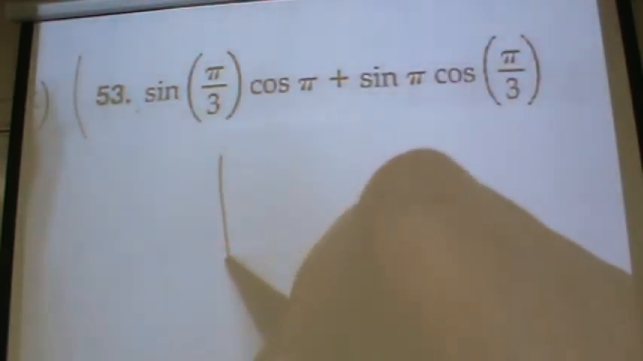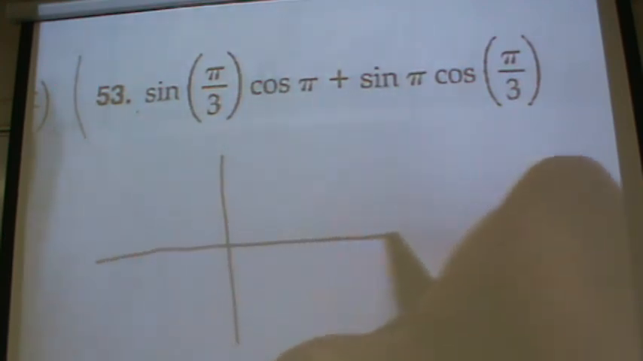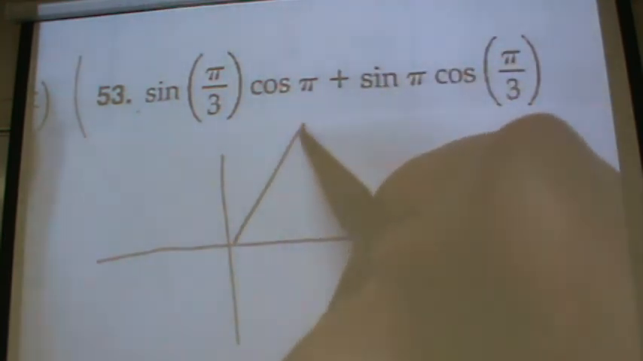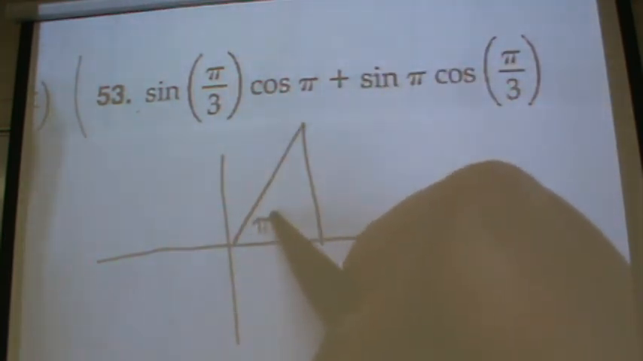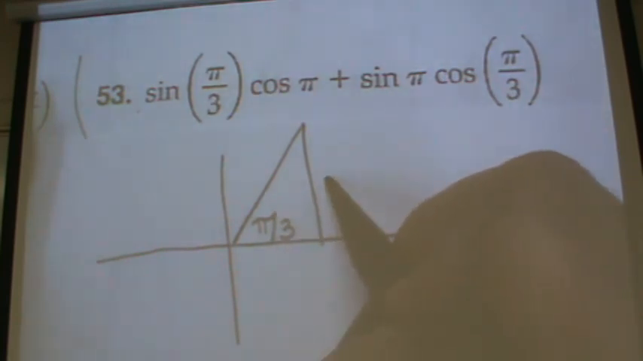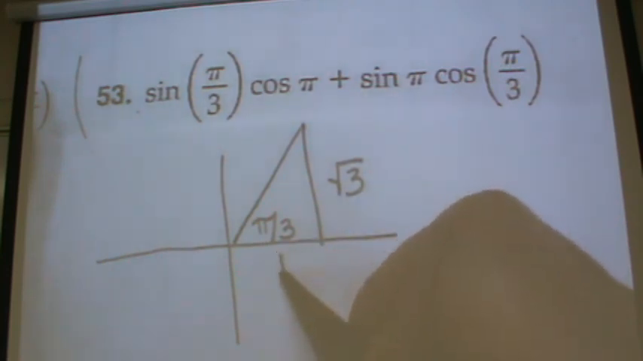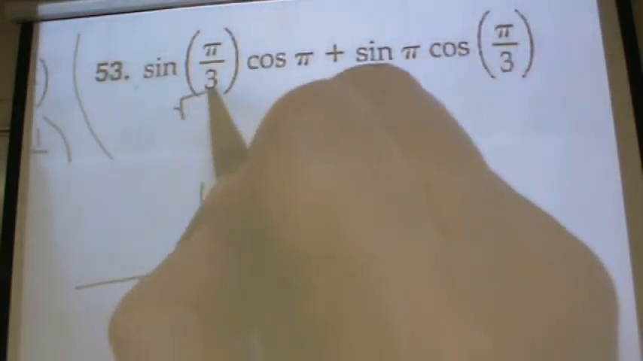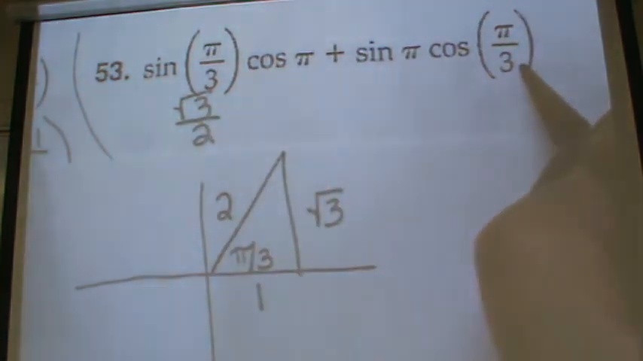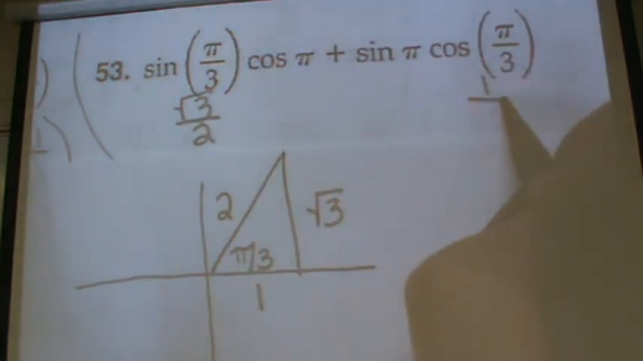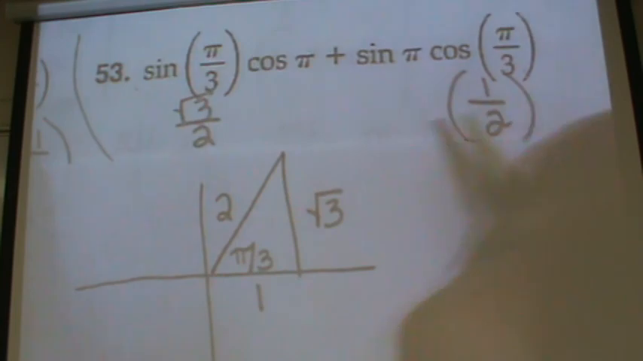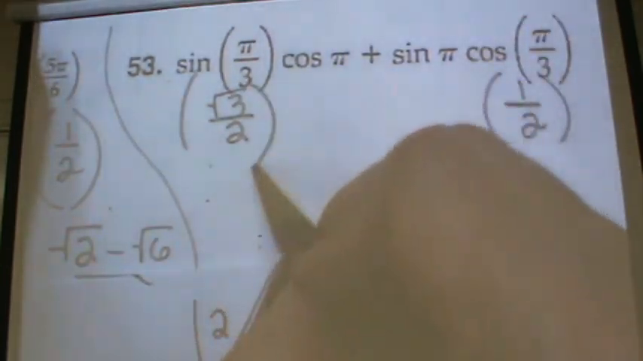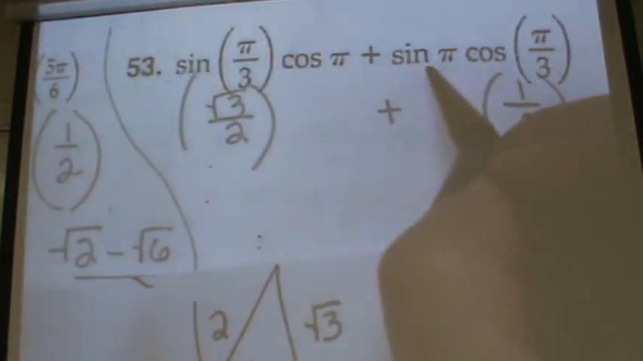Where's pi over 3? That was just weird, guys. Pi over 3, that's 60 right there. So sine is just gonna be root 3 over 2. So this would be root 3 over 2. What's this one gonna be? 1/2, right?